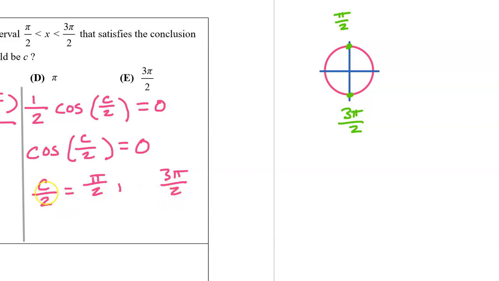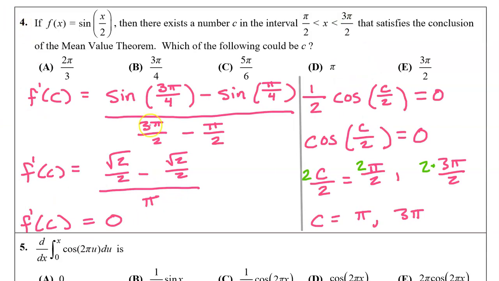If I want to solve for c, I'm going to have to multiply both sides of the equation by 2. So I'm going to multiply by 2 here, here, and here. So all of these 2's will cancel each other out, and I end up with c is equal to pi or 3 pi. Let's see if either of these are among the multiple choice options. Kabam! The answer is D.